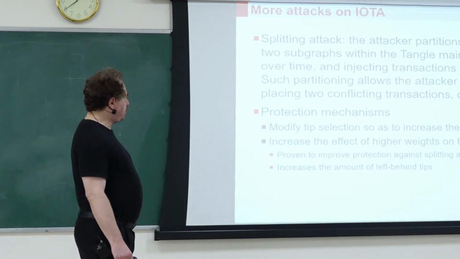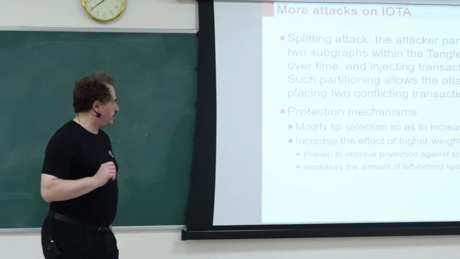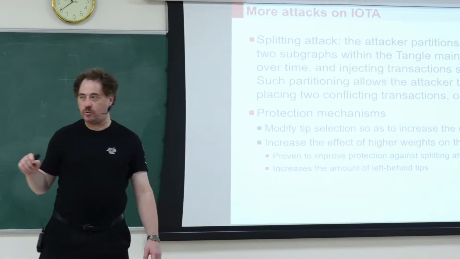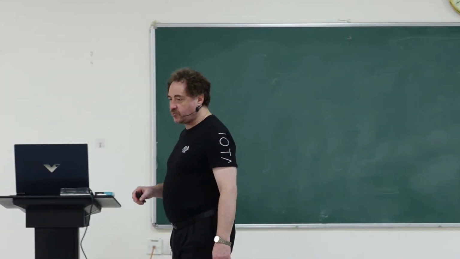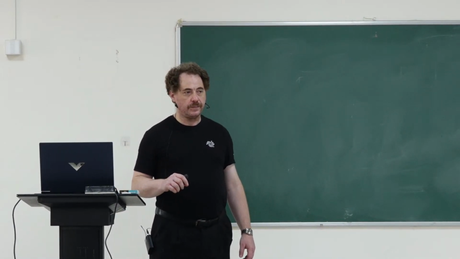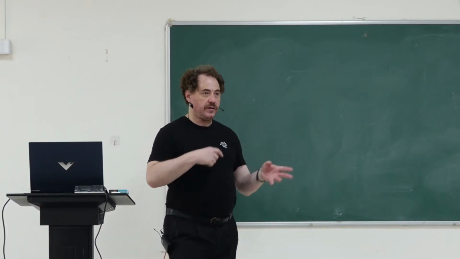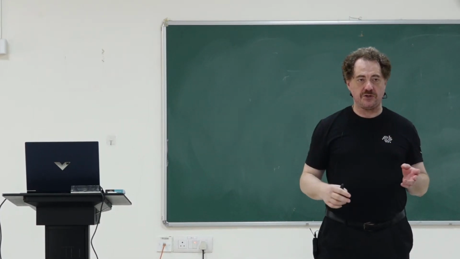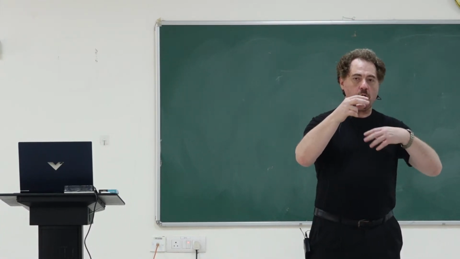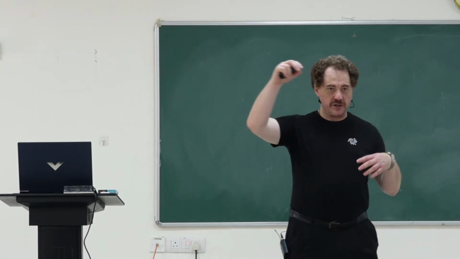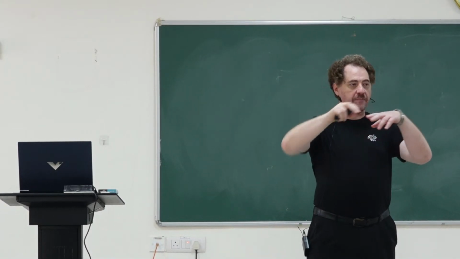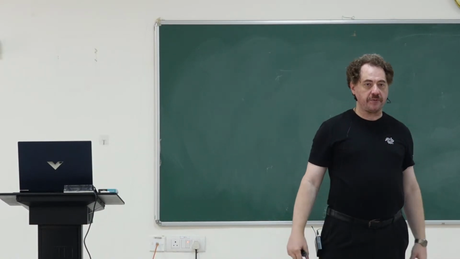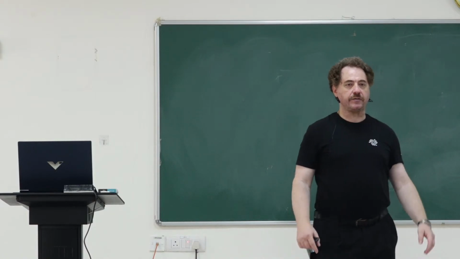Okay, so what's the point? The point is that such partitioning allows the attacker to perform double spending by placing two conflicting transactions, one in each subgraph. The two partitions are competing with each other. Because they have almost the same weight, sometimes the first partition would be the winning one, and sometimes the second partition would be the winning one. And they're competing because they have conflicting transactions.